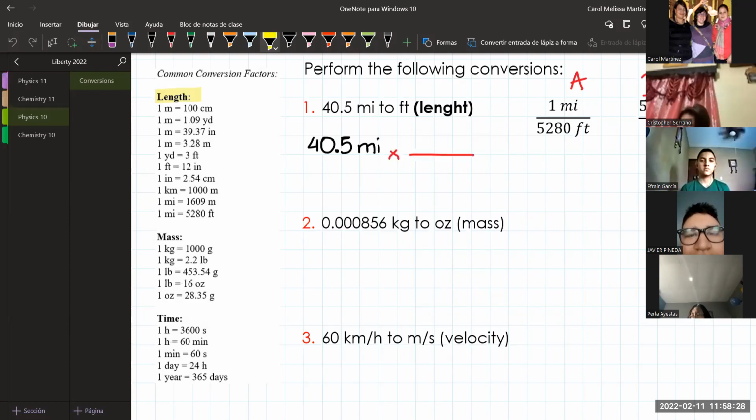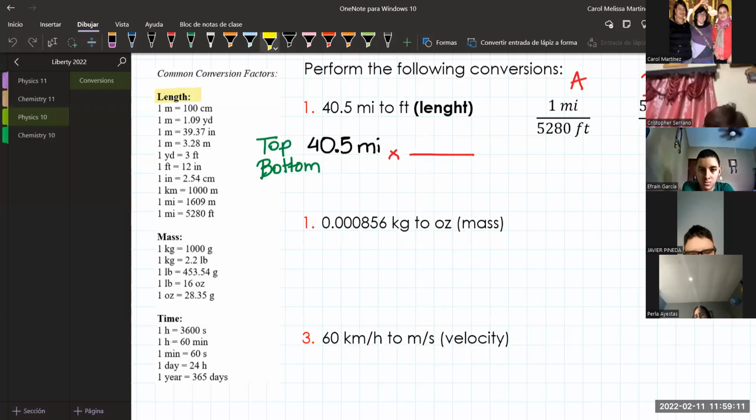So the conversion factor, which one fits better my exercise, A or B? If I need to cancel miles, B. The reason is because in B, miles are located in the bottom. The given is always located in the top. Remember what I said yesterday? Top and bottom. So my given is always located in the top, which means that if I need to get rid of miles, miles has to be written in the bottom.